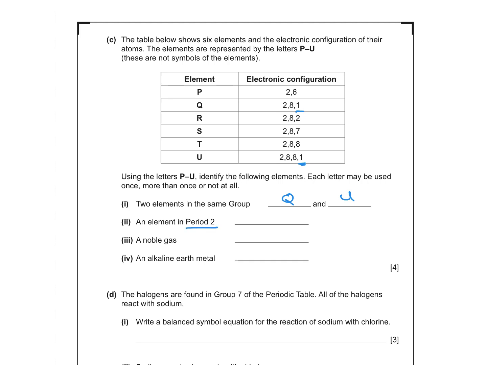Now, period 2. Well, the number of electron shells equals the period. Now, if you look at P, it has 2 electron shells, 2 and then 6. So that means that P is in period 2. A noble gas, for part 3, has a full outer shell of electrons, so that is going to be T. An alkaline earth metal is group 2, so that means it's going to have 2 electrons in the outer shell, and you can see that R has 2 electrons in the outer shell. That's the answer.